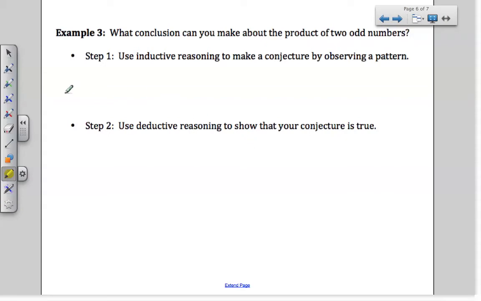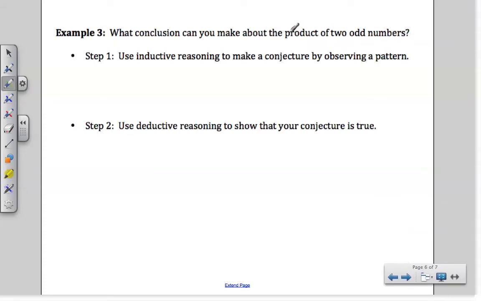So, an example. What conclusion can you make about the product of two odd numbers? Okay, so I have to create my own conjecture, and then I'm going to actually use deductive reasoning and show that that conjecture is true. First of all, I need to know that product means two numbers are being multiplied. So the question is, what conclusion can I make about when you multiply two odd numbers together?